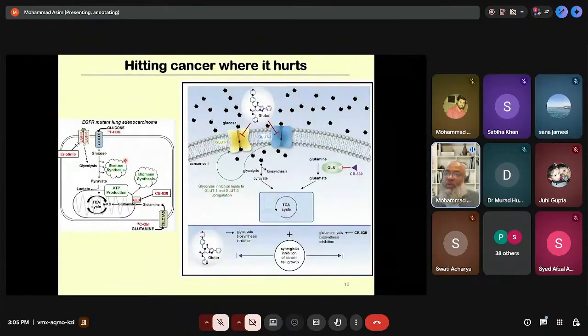What can be done again, if you take this labeled glutamine, you can actually follow the fate of glutamine, where this is going.